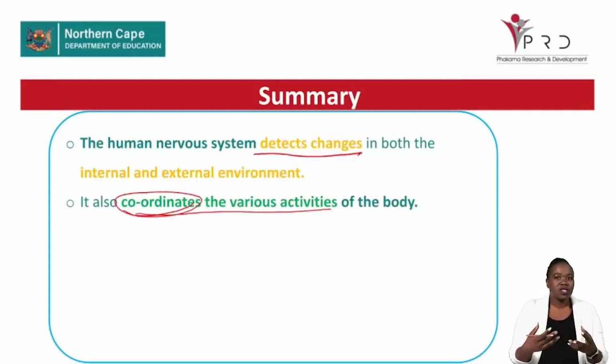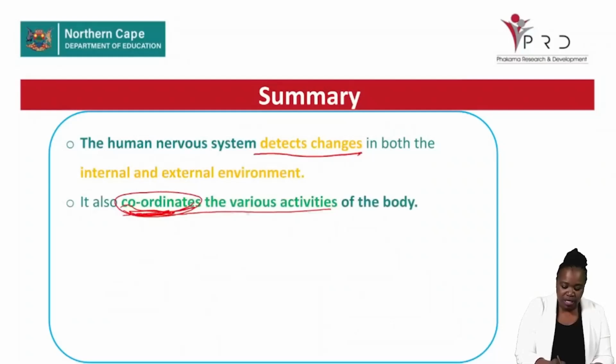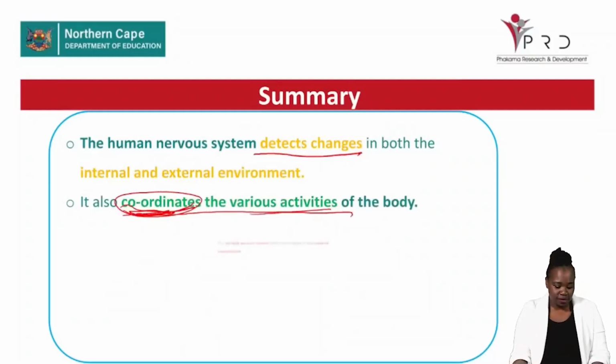So as you see that red light on the traffic light, right? As the yellow changes to red, your brain is going to receive that. It is going to analyze that, and then it is going to say, okay, you have to stop. You have to step on the brakes and stop the car. Right? For that to happen, there needs to be coordination. You don't just step on the brakes. There needs to be coordination for that to happen. Right? So it coordinates various body activities.